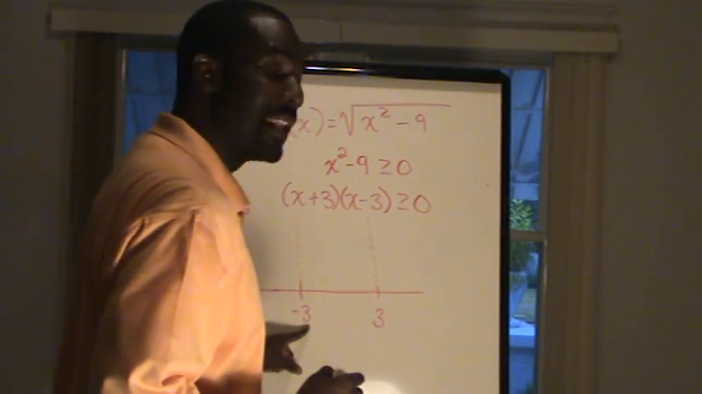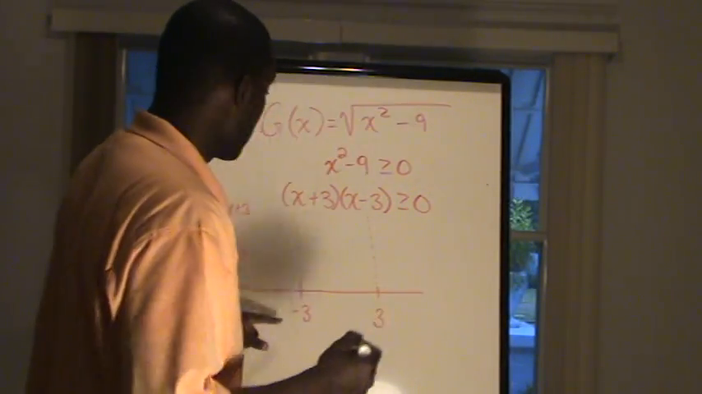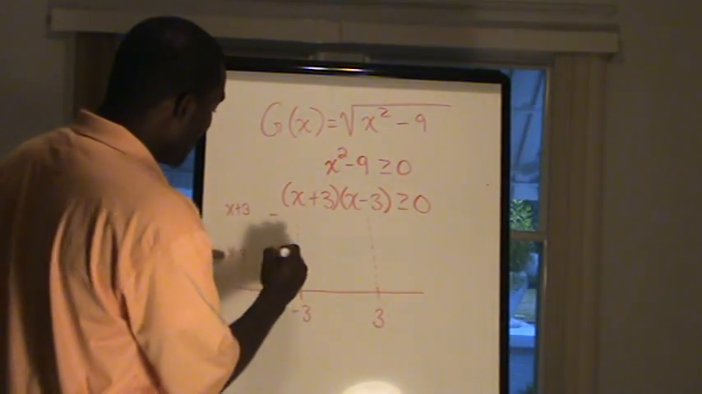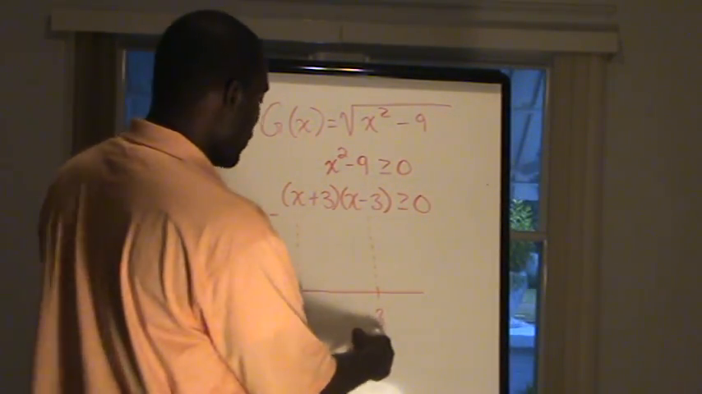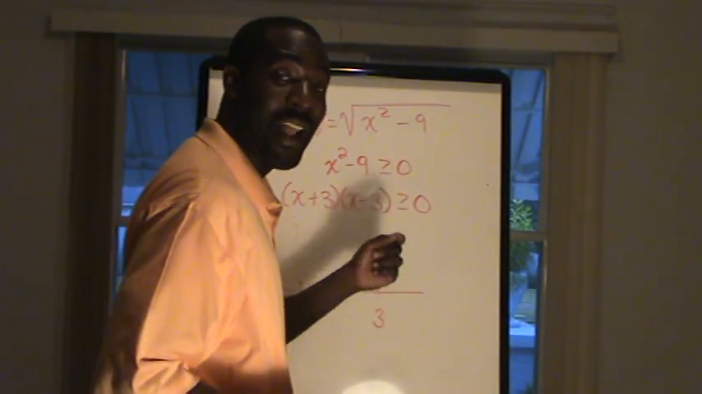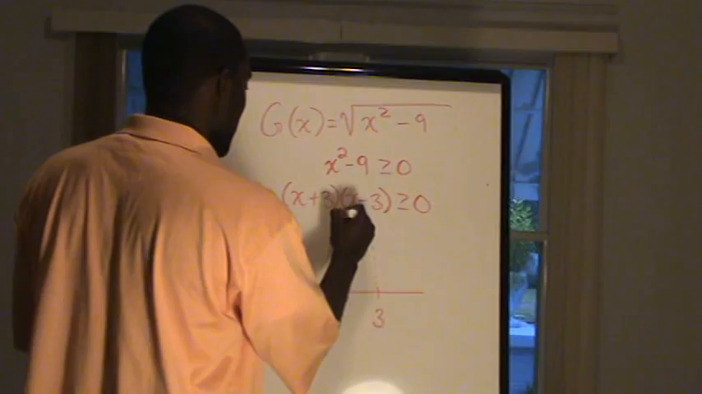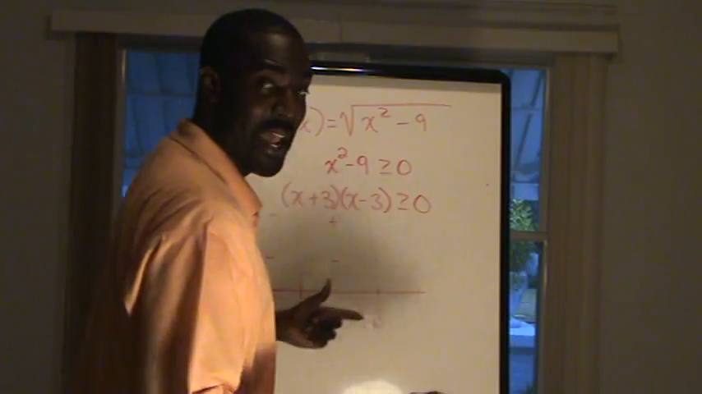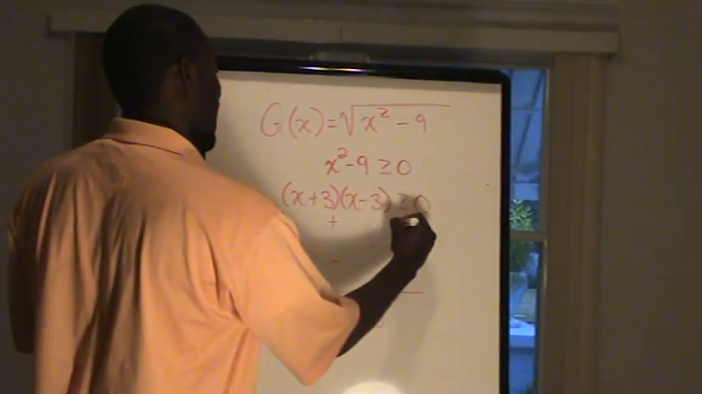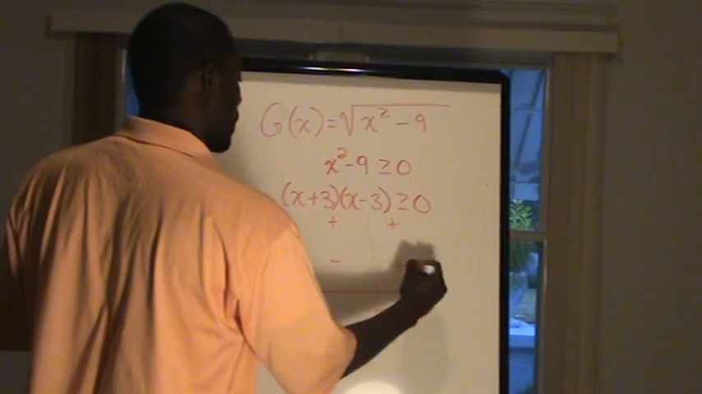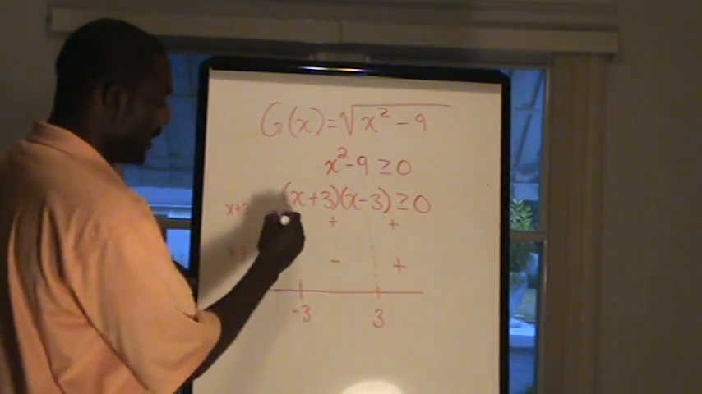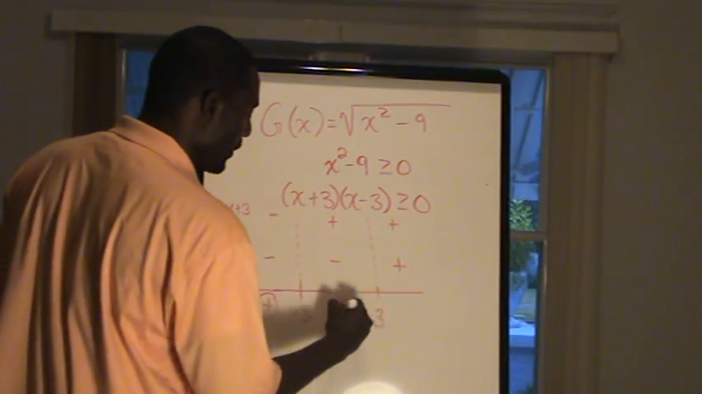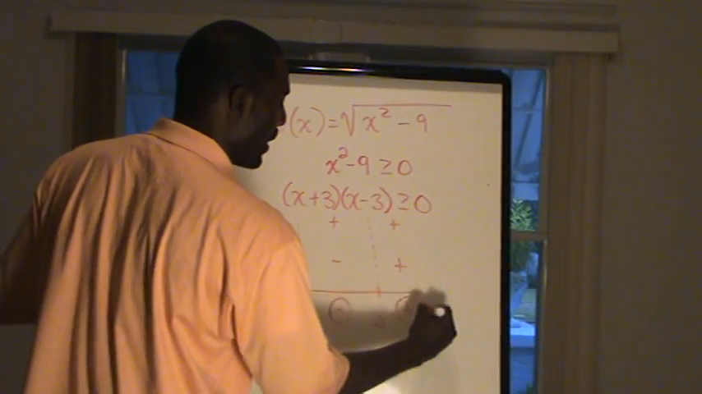So we have both factors of x plus 3 and x minus 3. If I try a value to the left of -3, like -4, I have -4 plus 3, that's negative, and -4 minus 3 is negative. If I try a value between -3 and 3, like 0, 0 plus 3 is positive, 0 minus 3 is negative. And anything to the right of 3, like 4, 4 plus 3 is positive, and 4 minus 3 is also positive. So we see that a negative times a negative will produce a positive, a positive times a negative is a negative, and a positive times a positive is a positive.